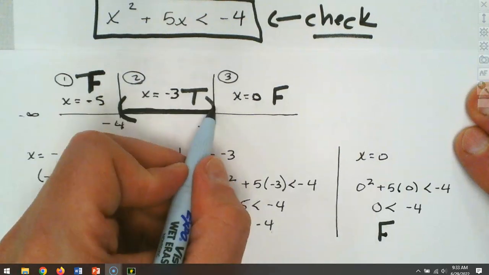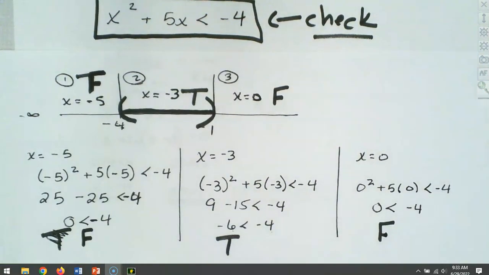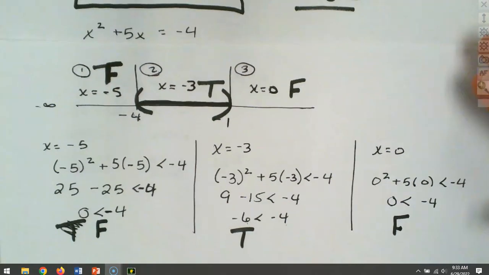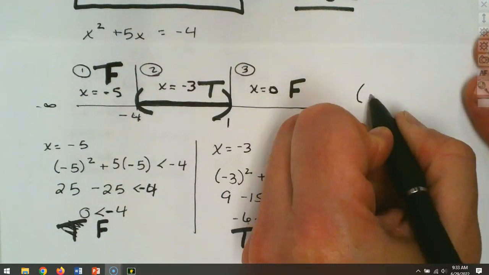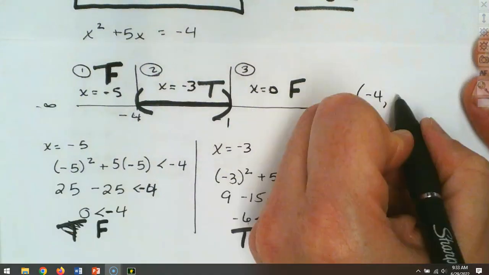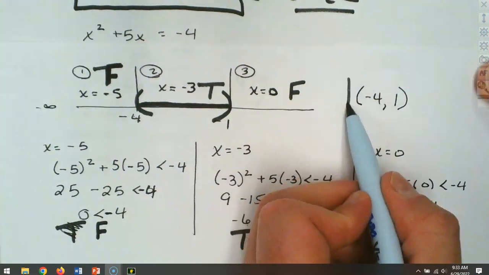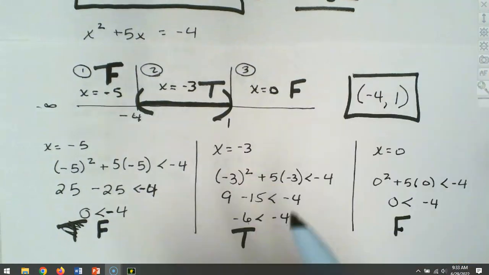And we use parentheses because it was strictly greater than or strictly less than. So what does my answer actually look like? It's this region, and in interval notation, that region would look like negative 4 to negative 1. And so there is your final finished answer.